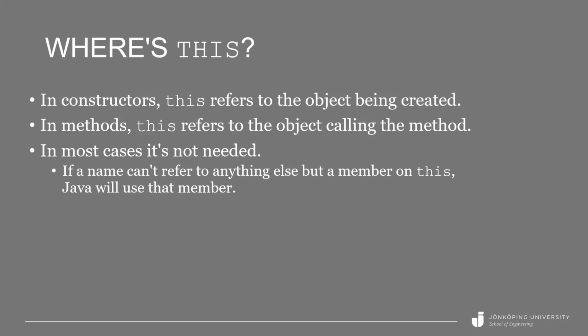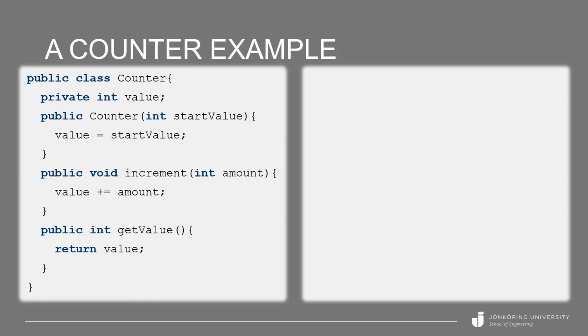But if that's not the case, if the name can refer to something else, then you need to make use of the special variable this. So here is an example of how we can make use of the this variable. Here we have the class as we had it before, but if we were to implement it like this instead.